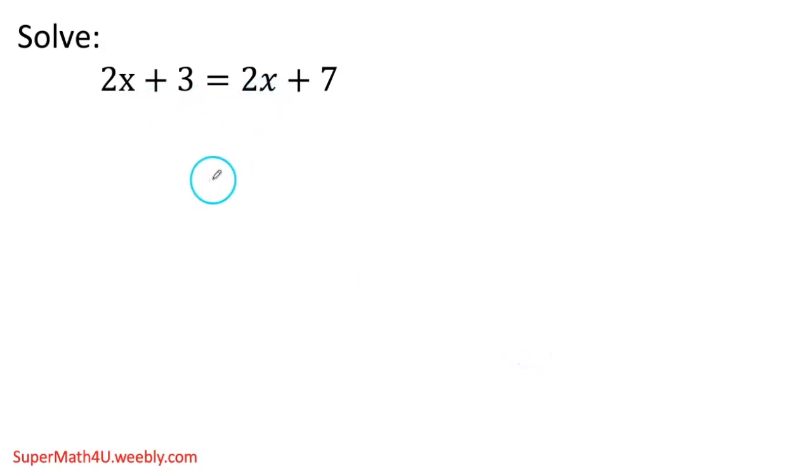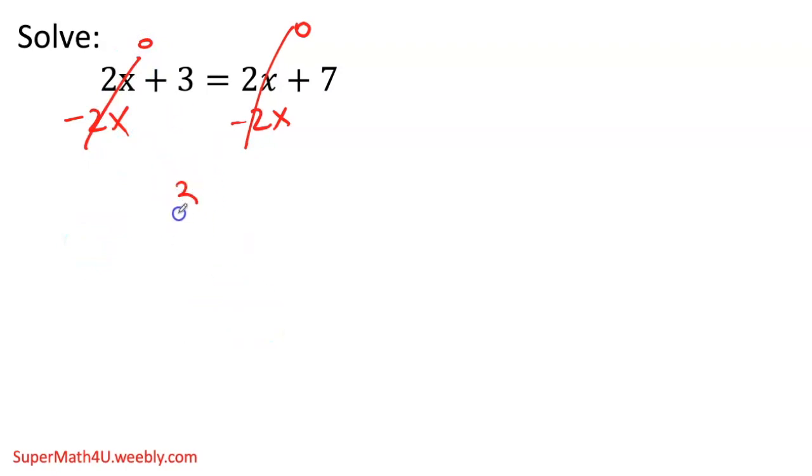X is on both sides. I got to cancel one of them. Again, I always choose the right side. Opposite of 2x is negative 2x. Whatever I do to one side, I do to the other side. 2x minus 2x is 0, and the variables cancel.